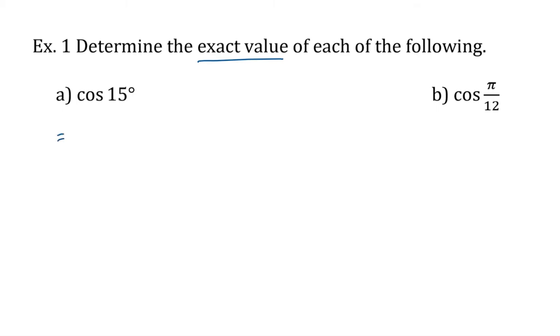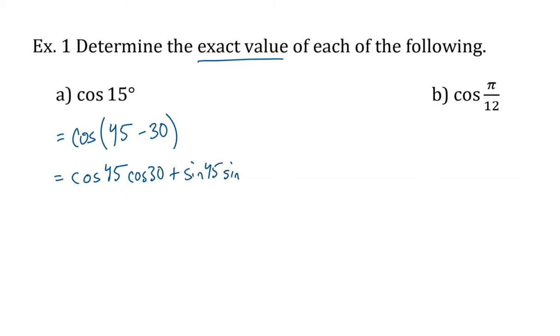So let's do cos of 45 minus 30. We all agree that 45 minus 30 is 15, so this expression is the same as cos of 15. But then what I can do is use the formula. Remember, the cos formula is cos, sine, sine, but the sign flips. So cos 45 cos 30, plus sine 45 sine 30.